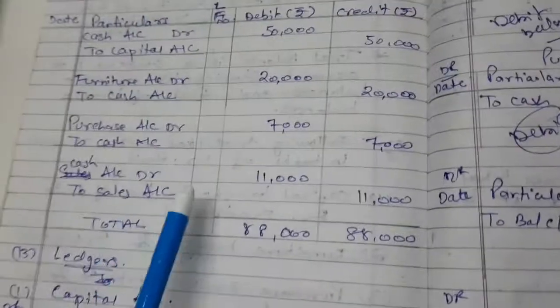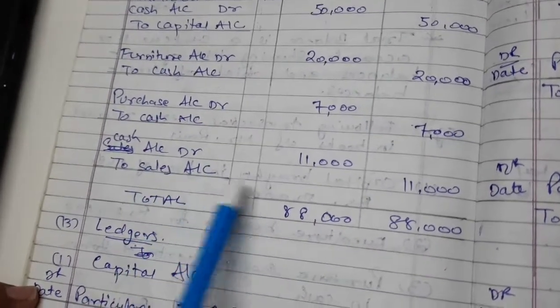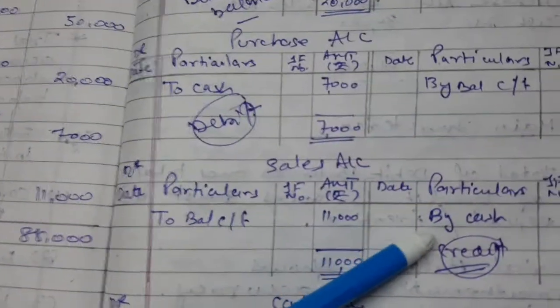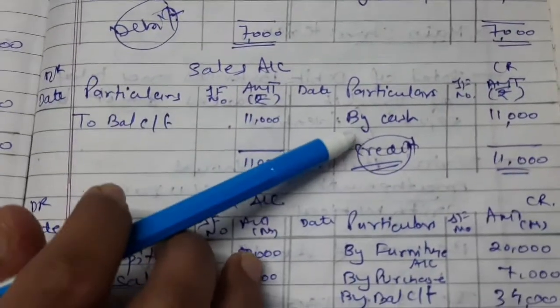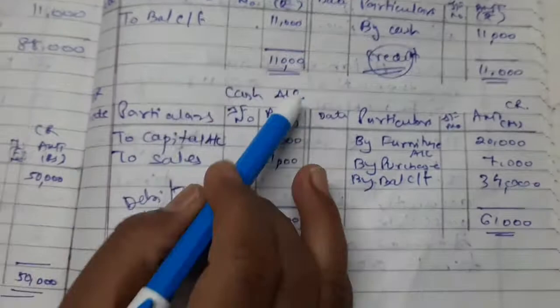And for sales account also there is one entry, that is cash account debit to sales account. So in sales ledger on the credit side we will write by sales account 11,000, and the last account will be cash account.